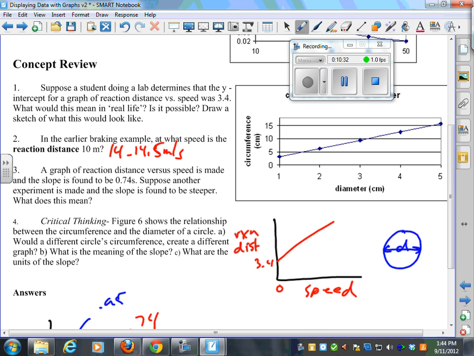No. That sounded like a yes. Would a different circle create a different graph? Still a circle. So you're saying that a different circle would create a different graph? It's the same graph. Maybe it's the same size circle. Fair enough. Would a different sized circle create a different graph? No, it wouldn't. No, because either way.